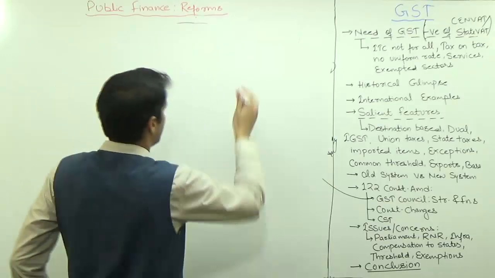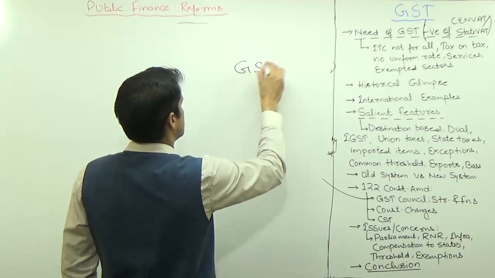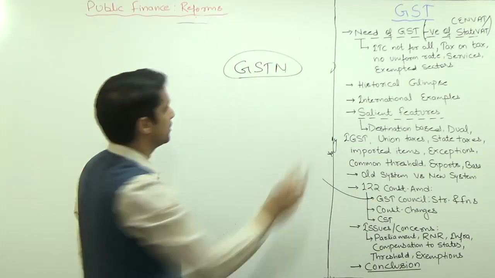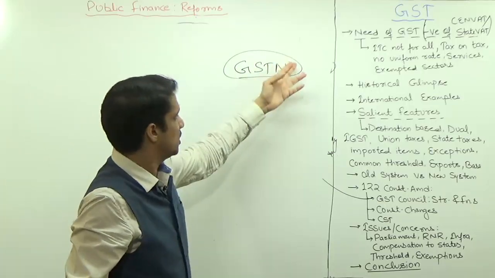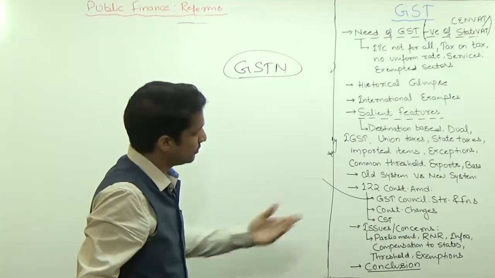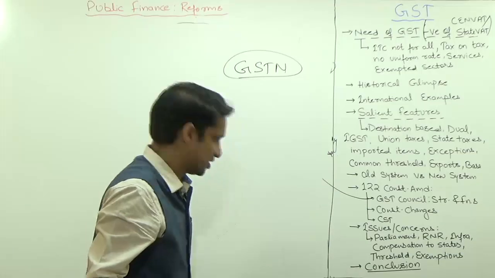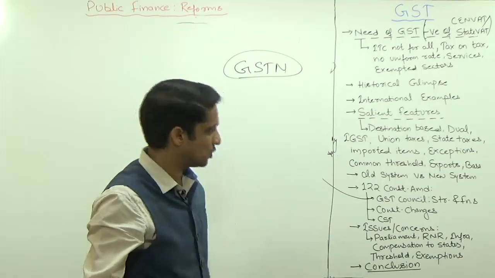So the union government started a company, GST Network, in 2013. And what was the role of this GST Network private limited company? It was to create the infrastructure in the states. Then the compensation to the states.